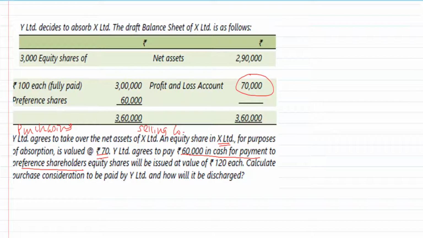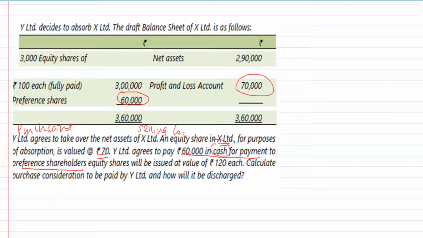Now, there cannot be anything easier than this. When it comes to preference shares, if you see in the balance sheet, preference shares are 60,000 and we will settle them in cash. So we are not going to give preference shareholders of the selling company preference shares of our purchasing company. We will just pay them cash of 60,000 and the matter will end.